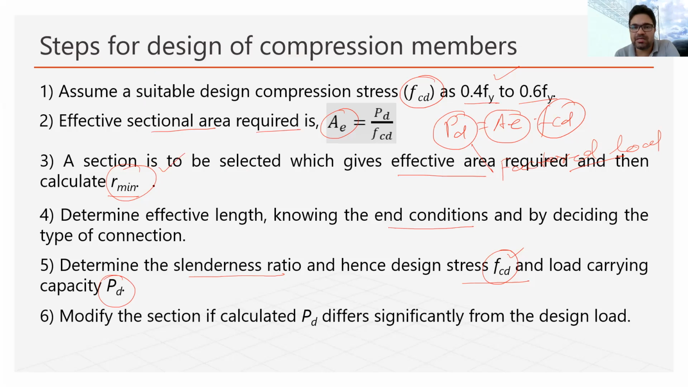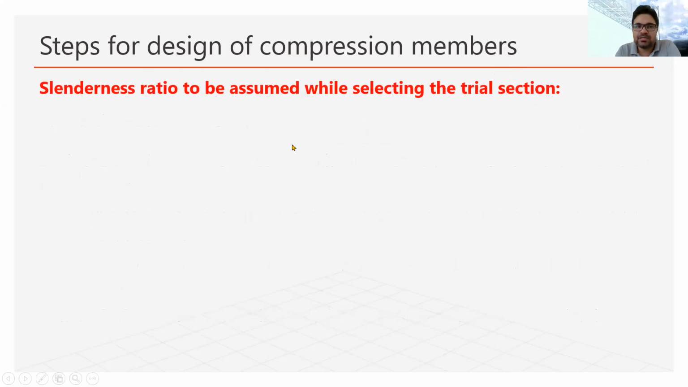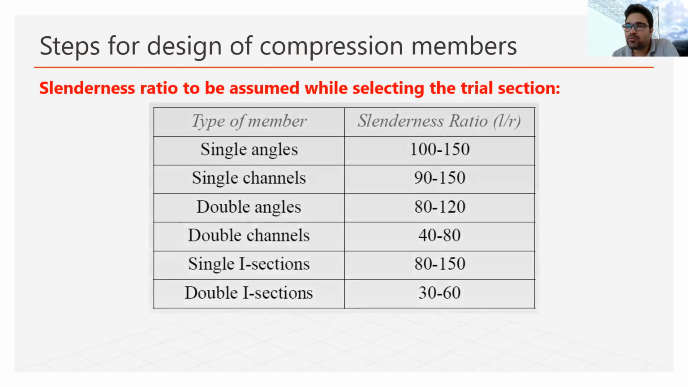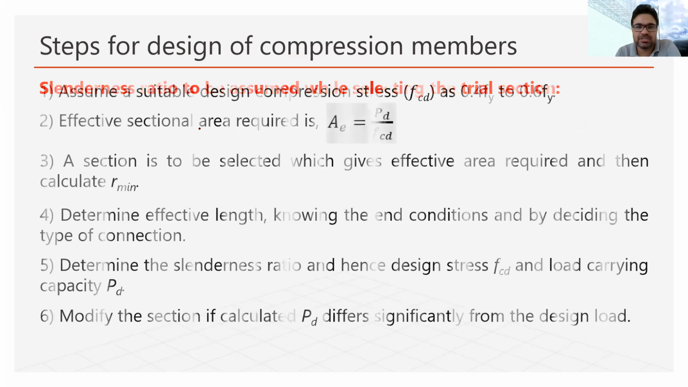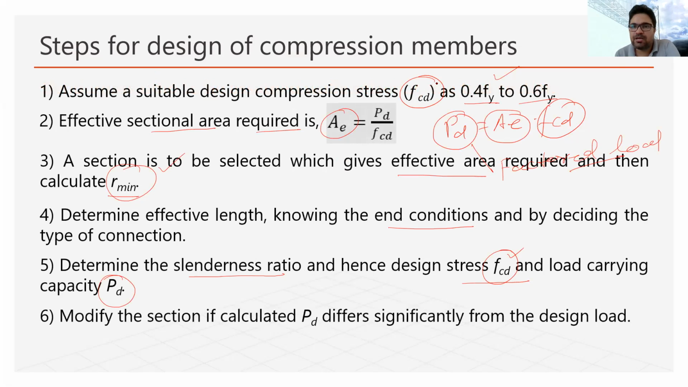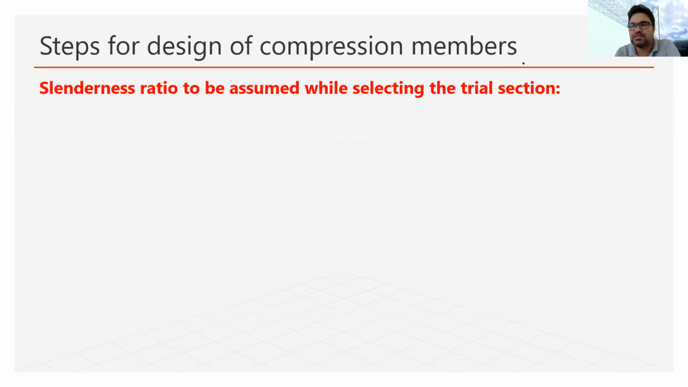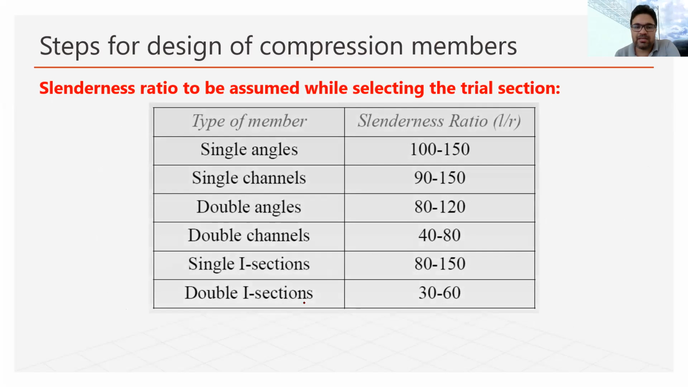Okay, so now we will check this from the example. Also, sometimes we are required to assume the slenderness ratio. I have just shown you the process: in the first step, we assume the fcd value as 0.4 times fy to 0.6 times fy. Well, this is one way. Another way is by assuming the value of slenderness ratio. In case we are using a single I section, we can assume the lambda value approximately between 80 to 150.